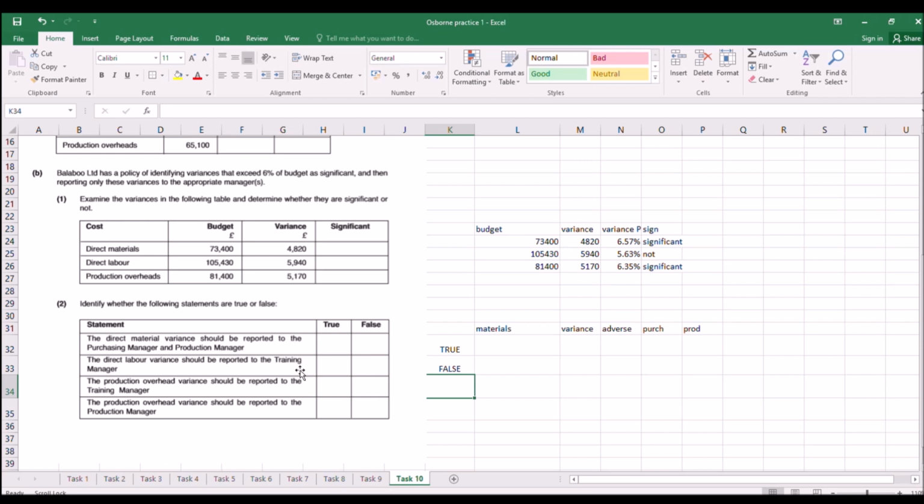But in this one, it should be the production manager asking the training manager to sort out some training for their staff, or using it as an excuse that the training was given was really poor. Not a great question, that, because it actually could go either way.